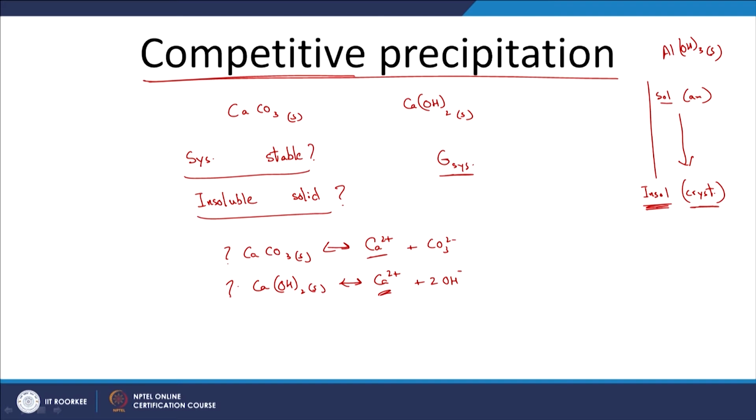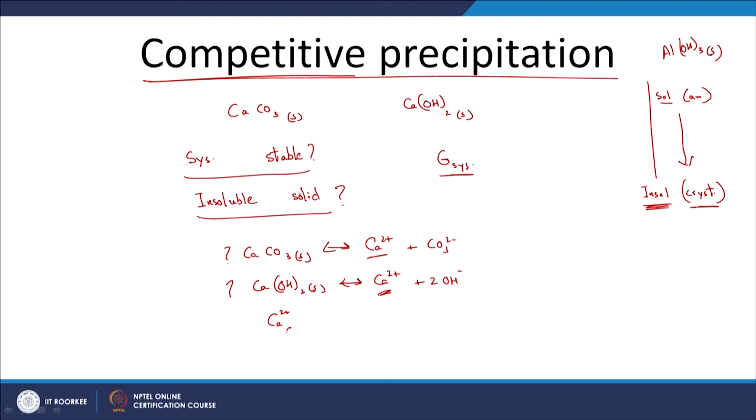Obviously we are saying that the more insoluble form will precipitate out. What does it mean? More insoluble form means that particular solid which will give the lesser concentration of, in this case, calcium. So what are we trying to say? If the Ca2+ that is in equilibrium with CaCO3 solid is going to be less than the calcium that is in equilibrium with the Ca(OH)2 solid, what does this mean? That CaCO3 in this scenario is more insoluble, that is why CaCO3 will precipitate out.